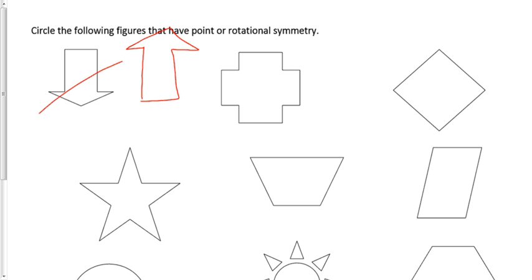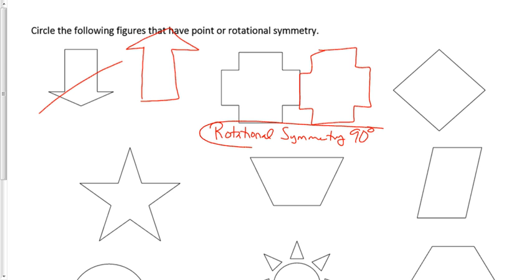Now when I look at the next figure, I'm going to go ahead and try and rotate that. I'm going to rotate it 90 degrees. And if I rotate it 90 degrees, I actually end up with the same figure. So this has rotational symmetry of 90 degrees. So I guess I'm supposed to circle the figure. There we go. The next one is regular, which means that is a square.